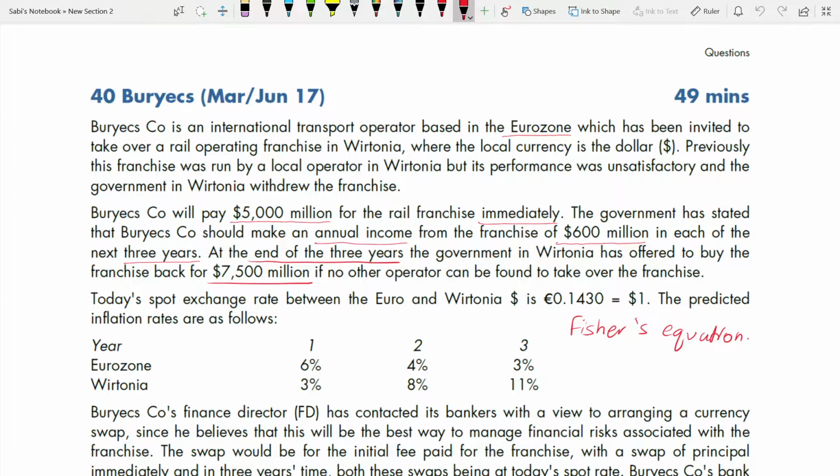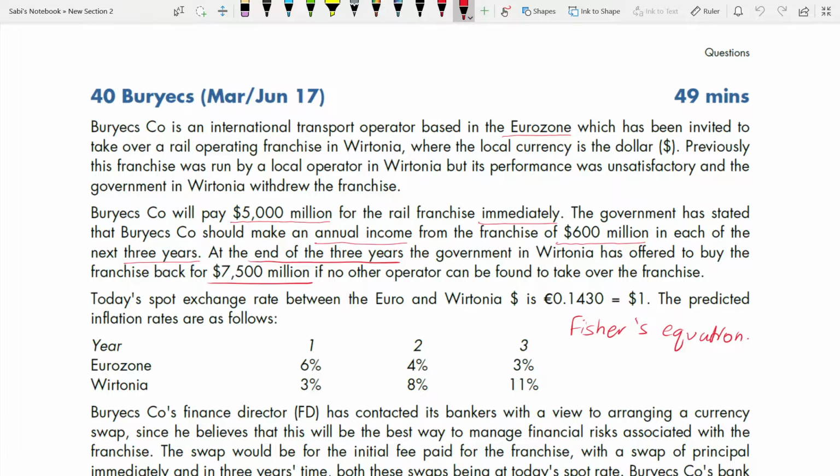It is not directly given to you, but you can predict the spot rate of 1, 2, 3. Because if you don't know the spot rate of 1, 2, 3, how will you convert to your local currency? You are receiving and paying in foreign currency only, that is dollar. Your home currency, you are based in Eurozone. Euro is your home currency. You need to convert it to euro because you have to find the net present value at the end.